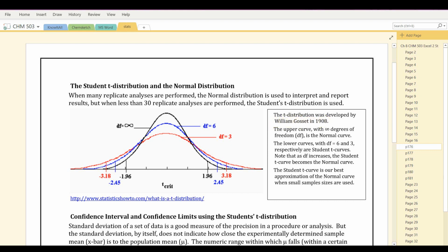So here the upper curve with infinite degrees of freedom represents the normal distribution, and 95% of the area falls within plus or minus 1.96 standard deviations from the mean. The middle curve, colored blue, represents a distribution with 6 degrees of freedom, or 7 samples. And with 3 degrees of freedom, we have this red curve. So notice that as the number of degrees of freedom decreases, these curves spread, and as the number of degrees of freedom increases, these t-distributions eventually become the normal distribution.